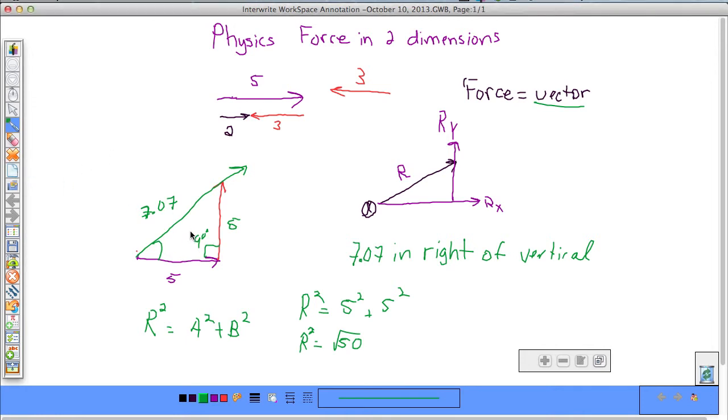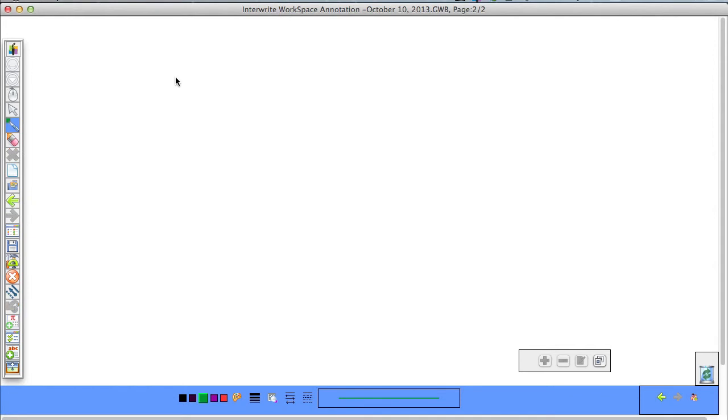Let me also point out that if you end up with a resultant vector that you're trying to solve for where your angle is not 90 degrees, you're not working with a right triangle, then you need to use the law of cosines. So this is the Pythagorean Theorem, and this will work for any situation where you have a 90-degree angle. If you do not have a 90-degree angle, you would want to use the law of cosines.